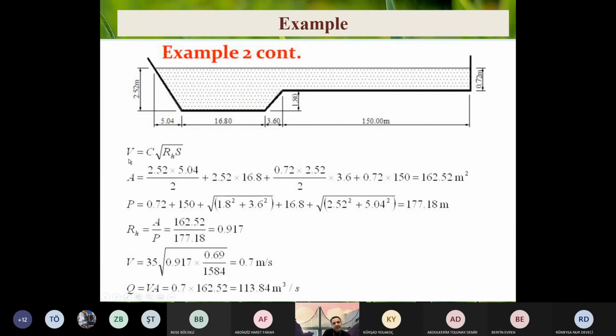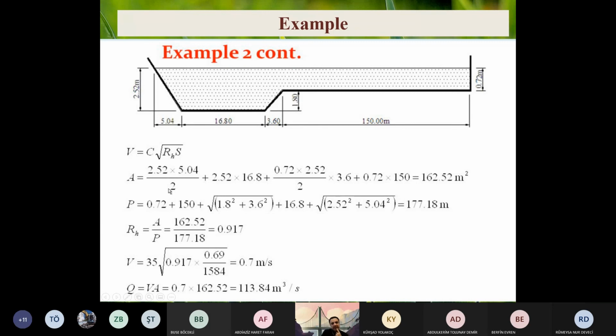The question says to use the Chezy formula. We know that V equals C square root of R times S. You see here, instead of hydraulic radius R, RH is written. This is the same thing. I collected these examples from different texts. Therefore, you see different names or letters used to symbolize the same parameter.